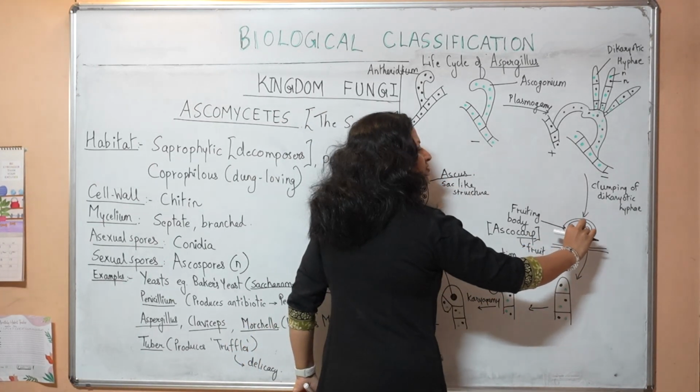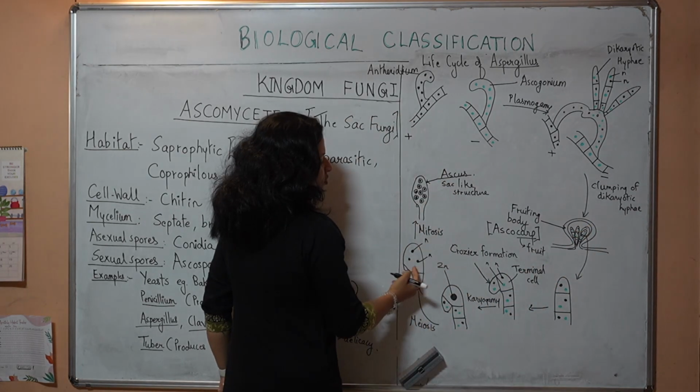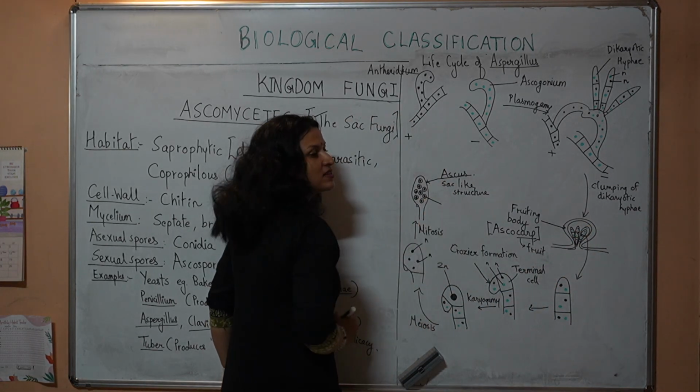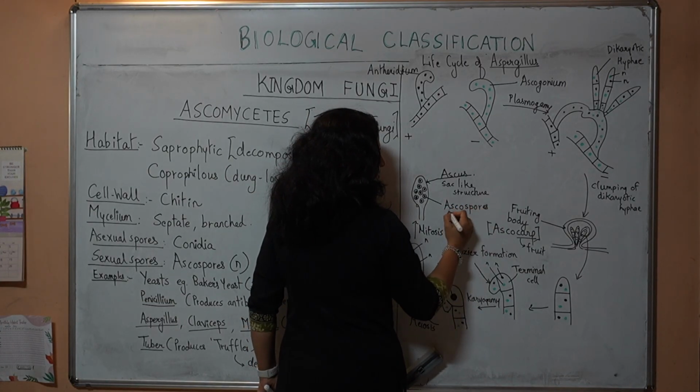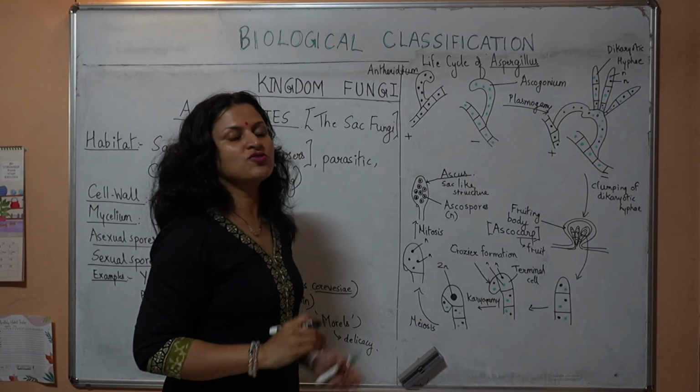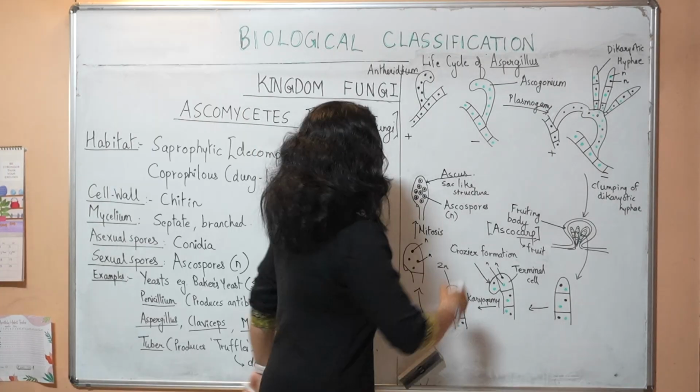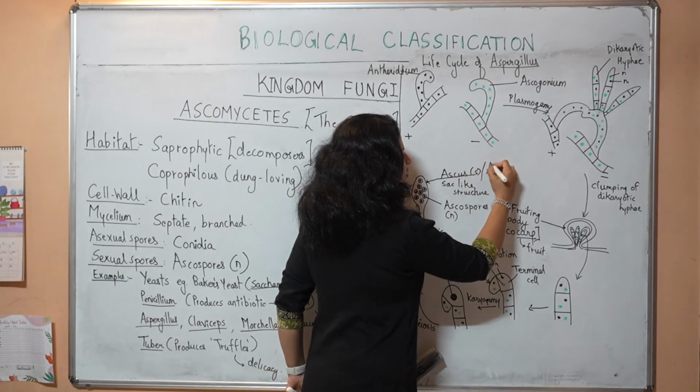Inside this fruiting body you will find several such asci. And those 8 nuclei have got converted into ascospores. These are the ascospores, the sexual spores which will be contained in the fruiting bodies. Ascus is singular, plural is asci.